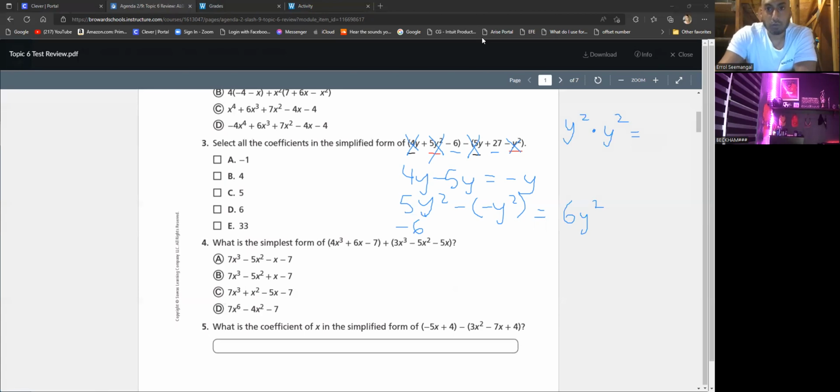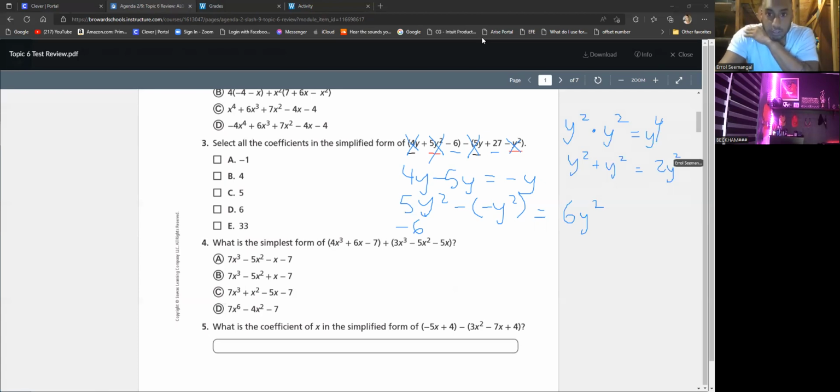Okay, so what you're talking about is your exponent laws. When it's multiplication, you add the exponents. But if we just say y squared plus y squared, that's 2y squared. I get it. I get it.